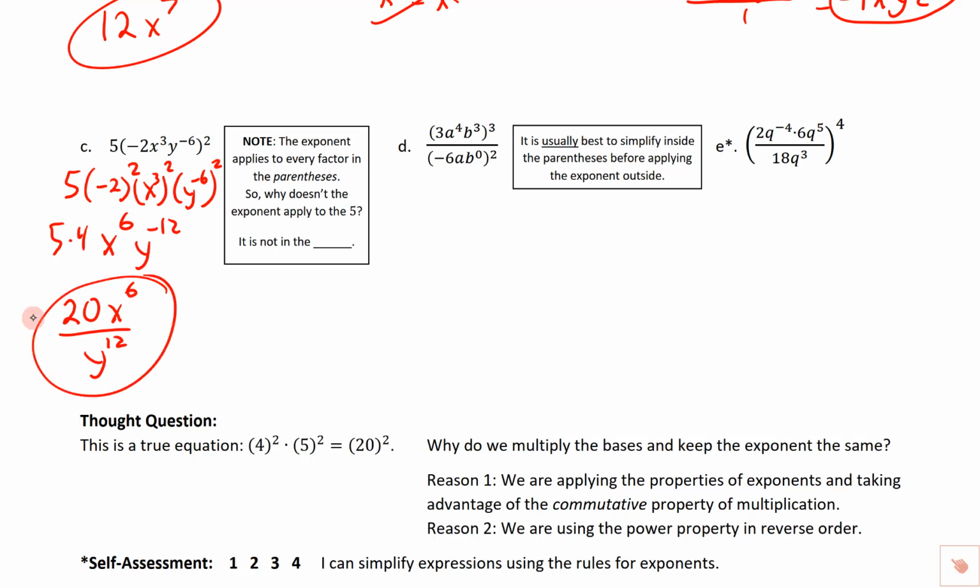Now, let's come back and answer the question. Why doesn't that 2 apply to the 5? Well, it's not in the parentheses. When it's not in the parentheses, that exponent doesn't apply to it. It only applies to everything in parentheses.